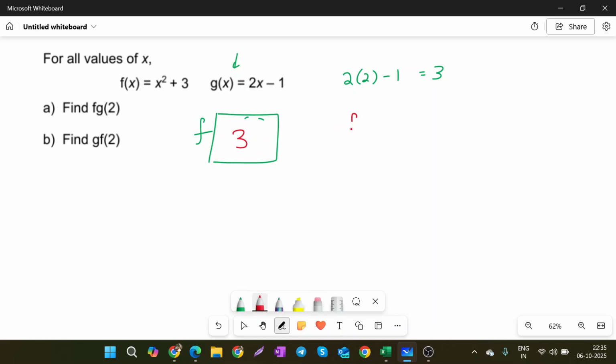So that means now we're doing f of 3, and then that means you have to go back to your f function, then replace x with 3. That would be 3 squared plus 3, which is 9 add 3, so that's 12. So your answer for the first one would be 12.